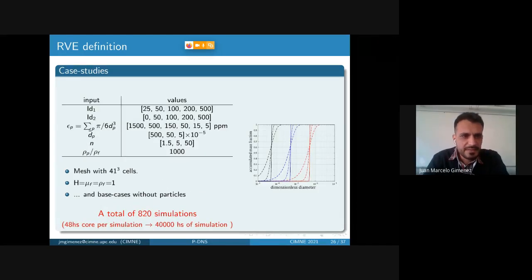well, before going to the results, I will show you a summary of the simulations that we have performed on the RVE. We have performed them varying the 6 dimensionless parameters that now define the RVE, in a mesh with that number of cells. We have performed around or more than 800 simulations, considering a cost of 48 core-hours per simulation. We have a computational burden of around 40,000 hours of simulation to construct our database.